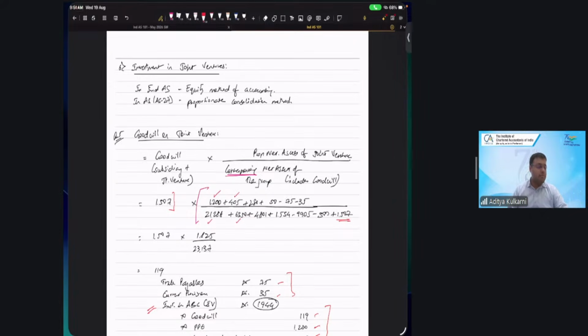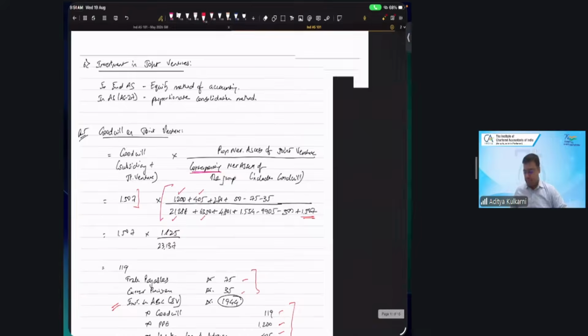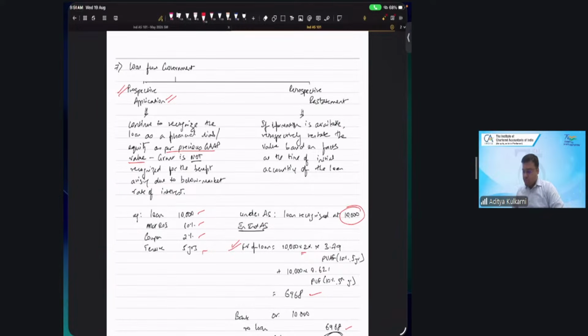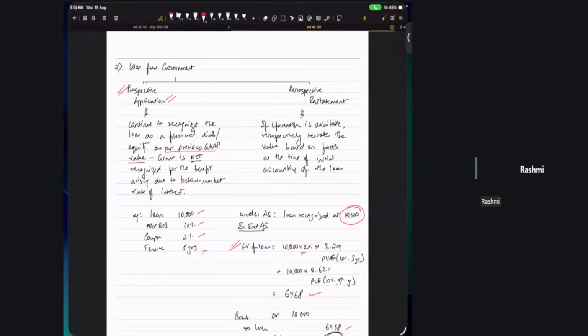This is the prospective application. You can treat it as a financial asset or liability at the previous GAAP value. Is it okay? This option is available. So loan from government, continue to recognize the loan as a financial liability, or if you have taken it as equity as per previous GAAP value, do not recognize a grant for the benefit arising due to below market rate of interest. No split accounting and all. This is the benefit that is given.